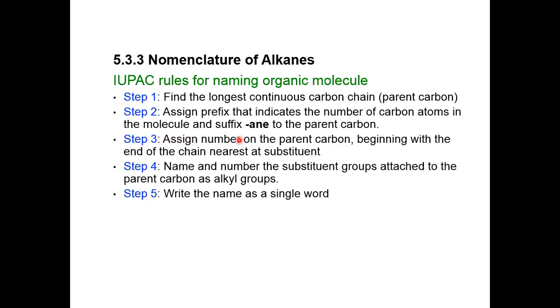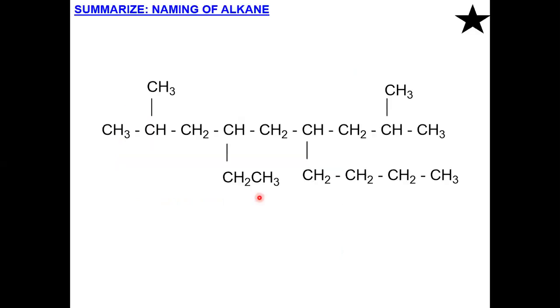Step 3, assign numbers on the parent carbon beginning with the end of the chain nearest the substituents. So if you already found your parent carbon and it has several substituents, you have to number it accordingly. Step 4, name and number the substituent groups attached to the parent carbon as alkyl groups. Step 5, write the name as a single word. So for example, this is a summarized naming of an alkane.